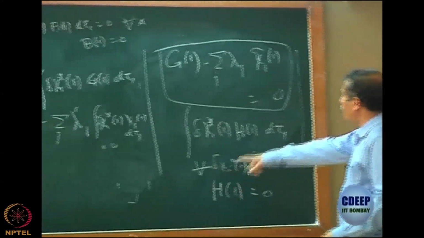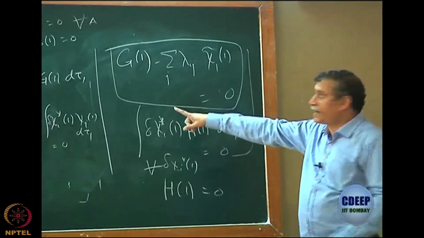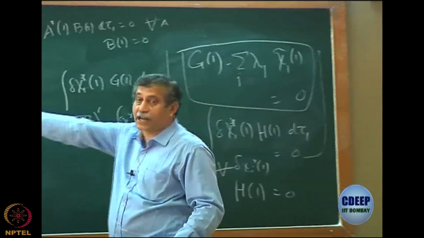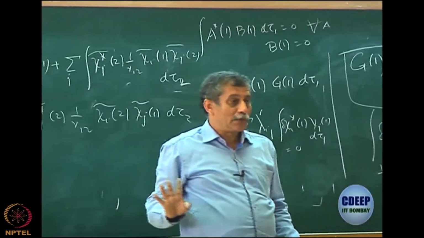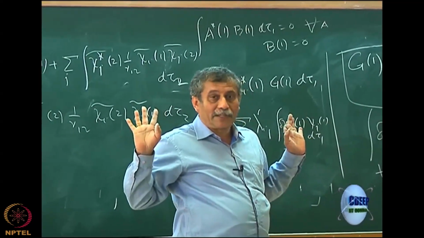Because once I put G, that's my Hartree-Fock equation. I already have the Hartree-Fock equation. All I needed was to write G of 1. So I have given you the Hartree-Fock equation.